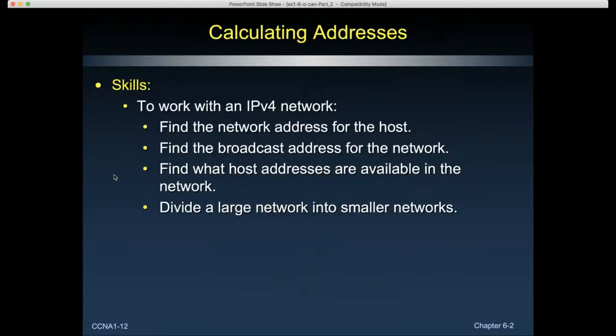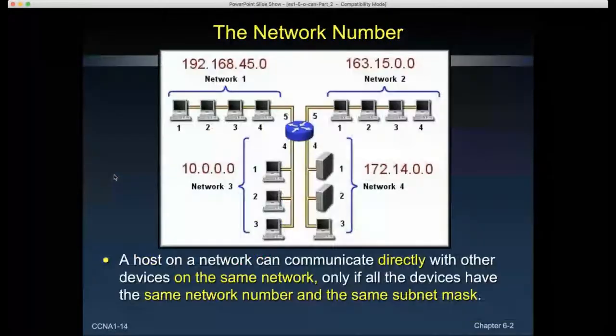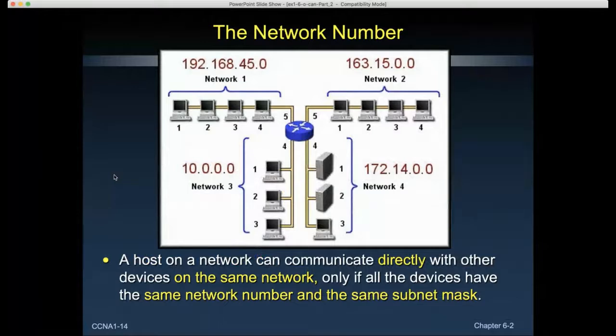Okay, so let's look at what we do with an IPv4 network. We're going to find the network address for the host, find the broadcast address for that host machine, what host addresses are available, and then we'll look at dividing a large network into smaller networks. Okay, thank you, Homer. So here we have a router connecting 4 networks together, and they've been assigned different unique network addresses.